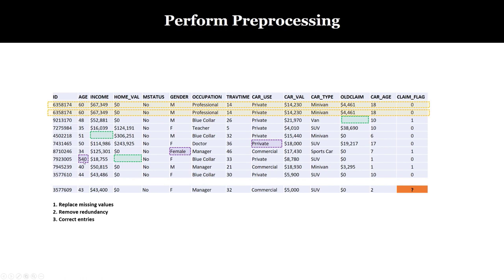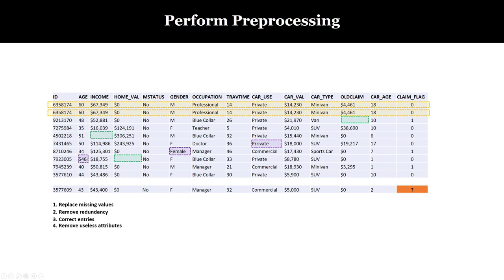Here, under age, it seems like the 0 is just added as a typo. There's no person whose age will be 540 years old, right? So the 0 has to be removed, maybe. But we understand there is a clear mistake here in terms of age.